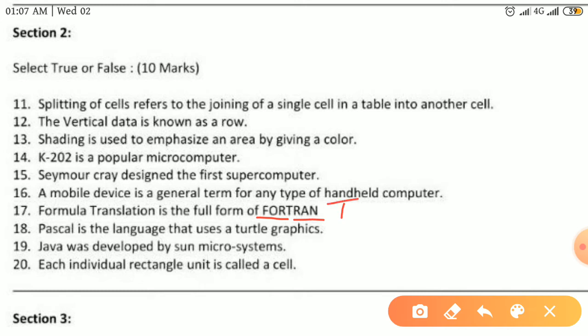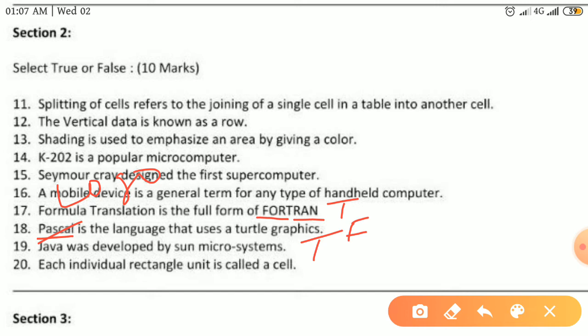For the 18th one, Pascal is a language that uses a turtle graphic. Now, Pascal is not the language basically. The language for turtle graphic is particularly Logo. Yes, you remember? So this is false one. 18th is your false. For the 19th one, Java was developed by Sun Microsystems. Yes, it is completely true. It is developed by Sun Microsystem.